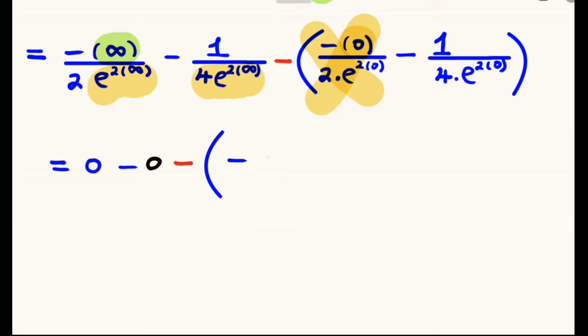And we have negative 1 divided by 4. We also have the e raised to the power 2 times 0. 2 times 0 is 0, and e raised to the power 0 is equal to 1. And 1 multiplied by the 4 will be 4. So we have negative 1 over 4 multiplied by that negative, which will be equal to positive 1 divided by 4. This will then be our answer.